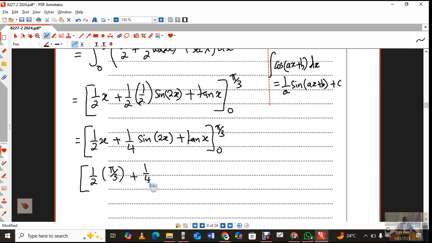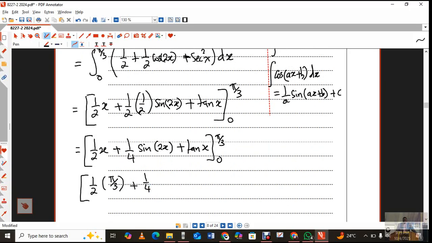Okay, I have still enough space to work with. Then this is going to be sine of 2 times pi over 3 plus tangent of pi over 3. All of this, that is the upper limit. We're going to now take the lower limit.